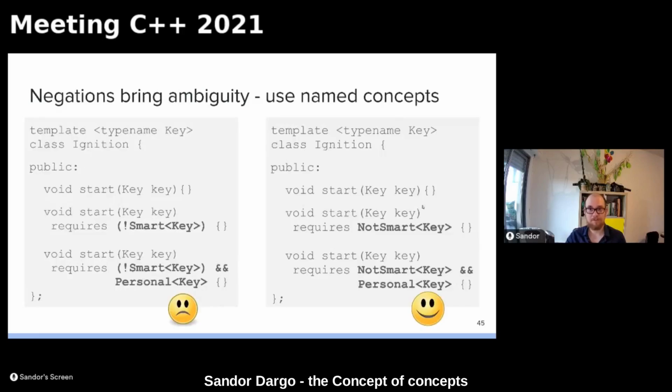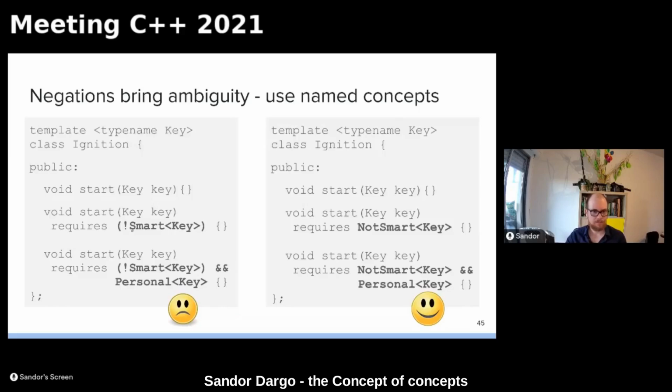Here, I want to mention one interesting thing: negation, again with the exclamation mark, can bring ambiguity. If you want to rely on the subsumption rules because you have multiple overloads, you cannot simply use the negation, because the compiler tries to evaluate these requires expressions, and it checks from where one originates.